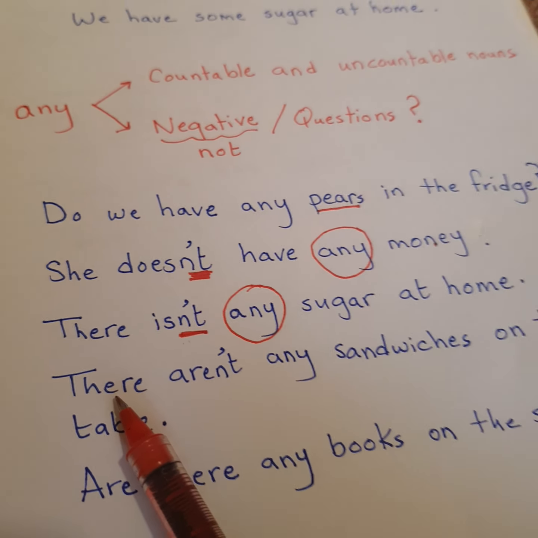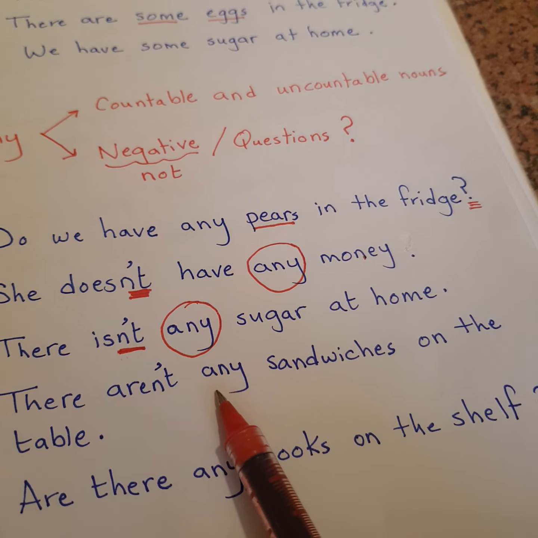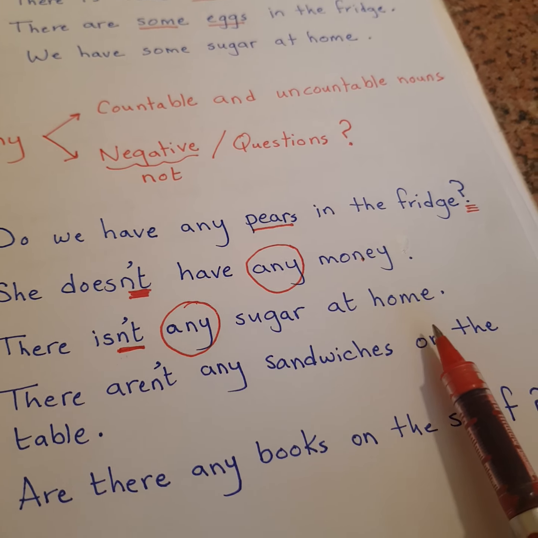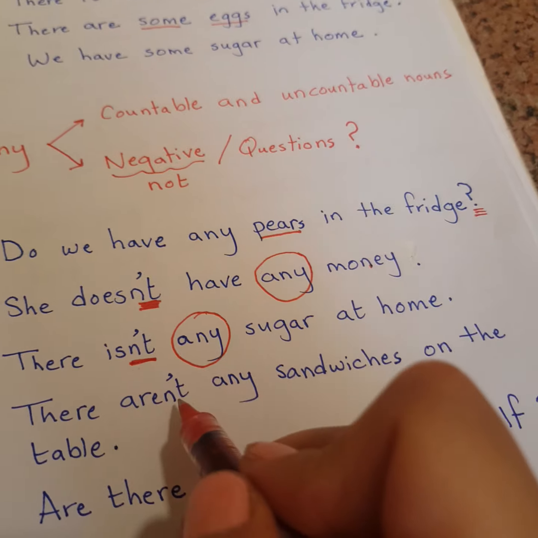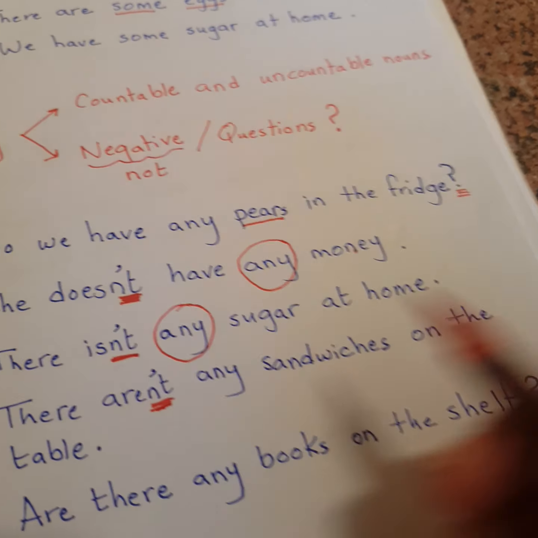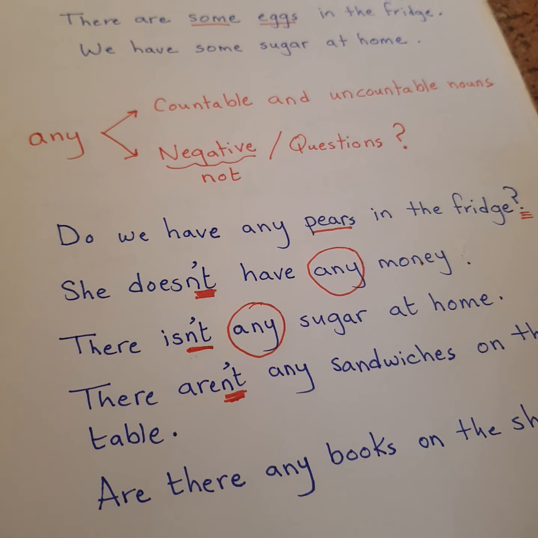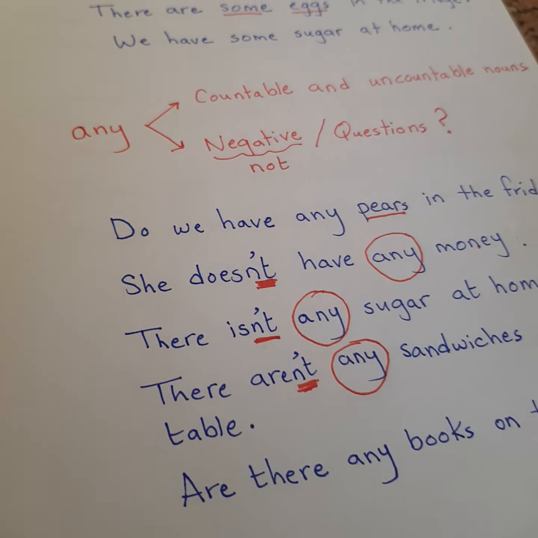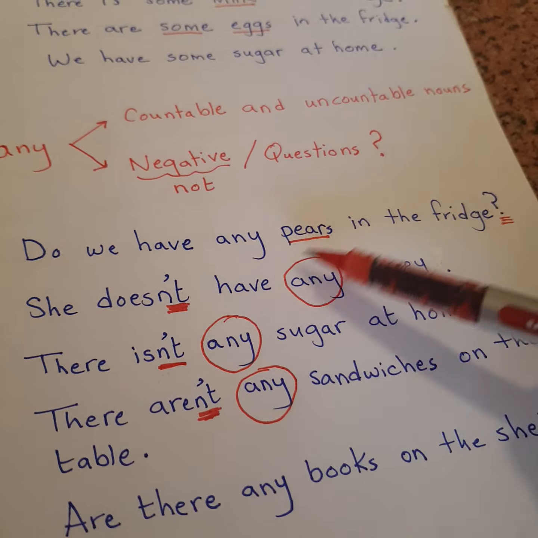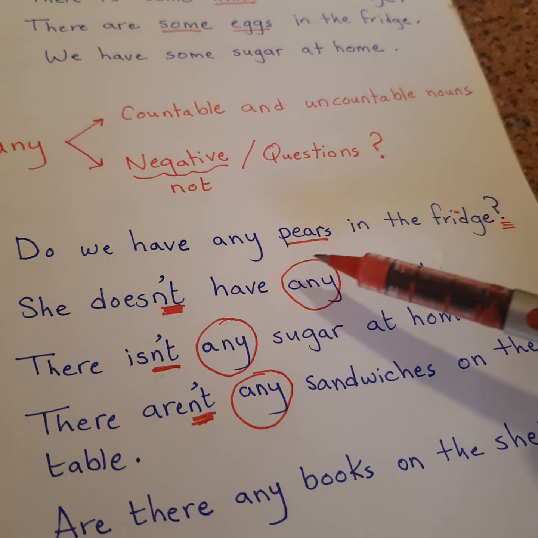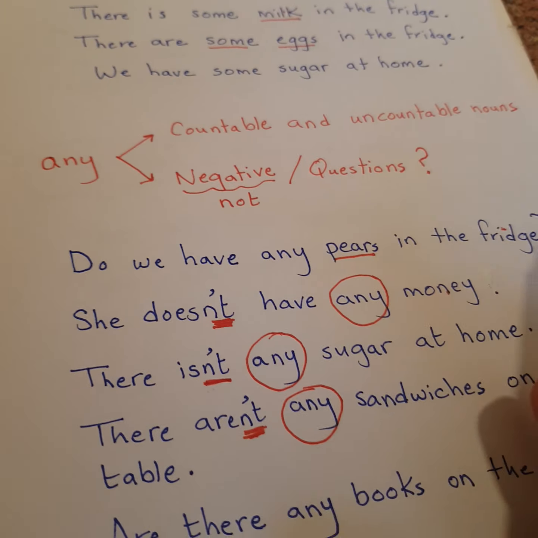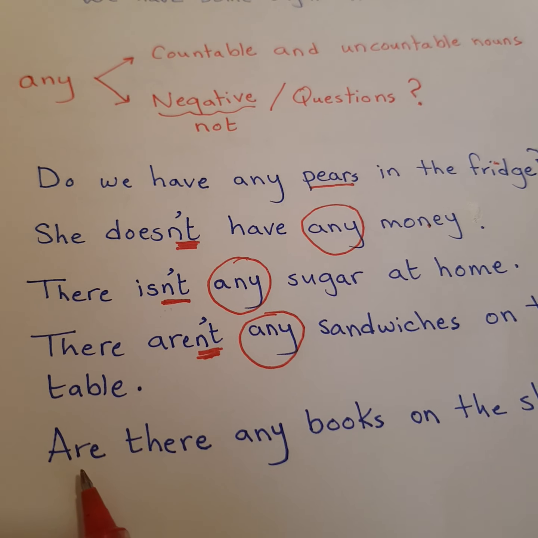The fourth sentence: There aren't any sandwiches on the table. Yes, we have a negative sentence. So I used any. So with negative and question sentences, we use any. We don't use some.